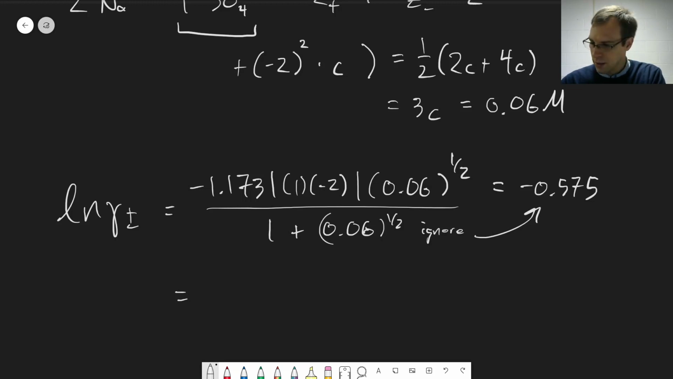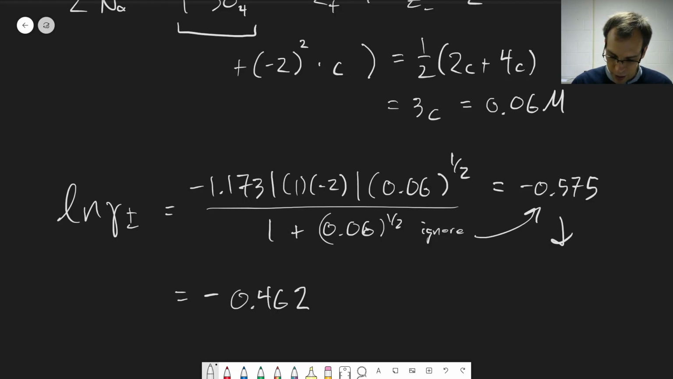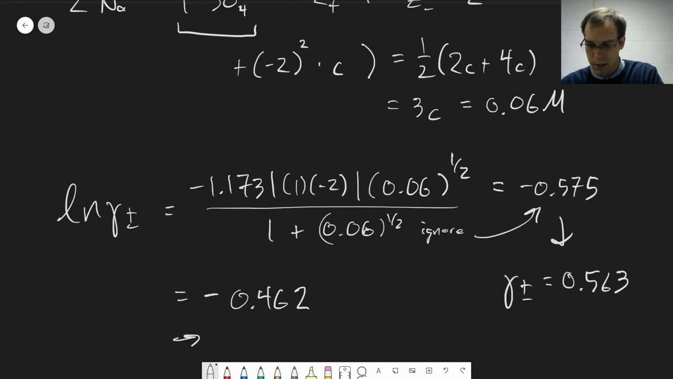1 plus 0.06 raised to the 1/2 gives a slightly different value of negative 0.462. So we can see we get a little bit of difference between the plain Debye-Huckel and the extended Debye-Huckel. If we want to find gamma plus minus, we would just take the exponential of these. For example, this value gives us gamma plus minus equal to 0.563, and this value here, if I plug it into my calculator real quick, we get 0.630.